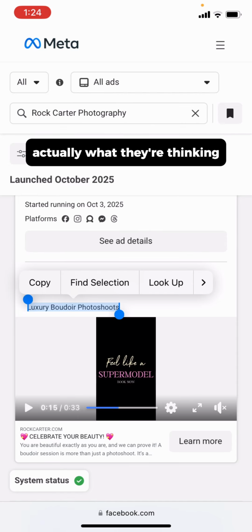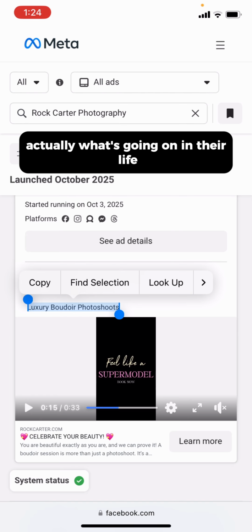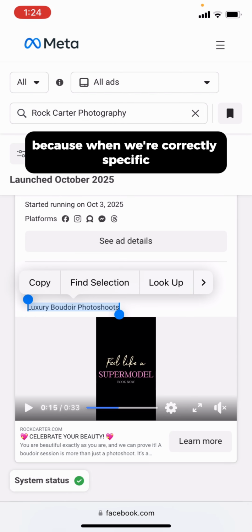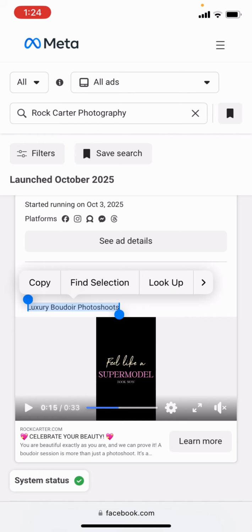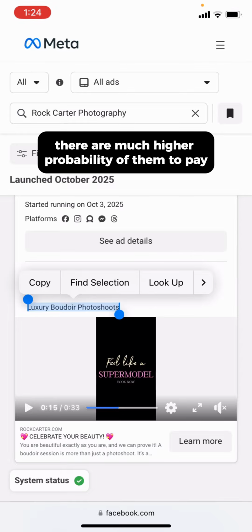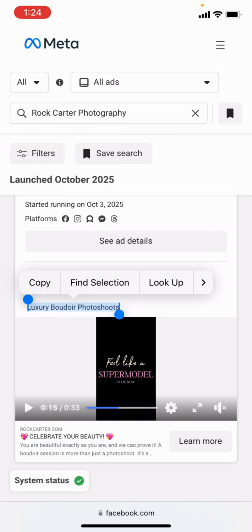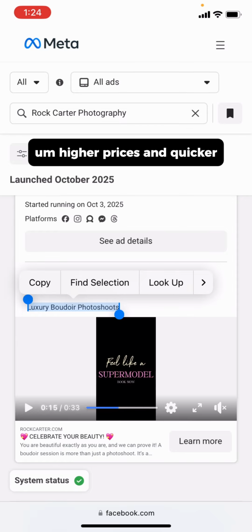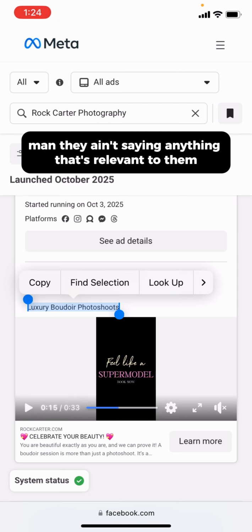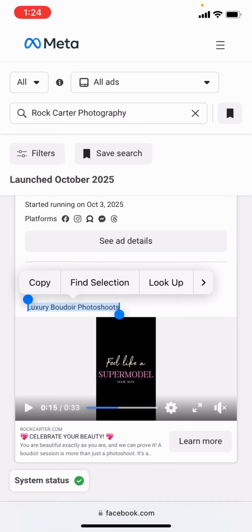Actually what they're thinking, actually what they're saying to themselves, actually what's going on in their life, narrating the movie scene. Because when we're correctly specific, we turn into a market of one. Literally, we're seen as their only option. There's much higher probability of them paying higher prices, and a quicker, shorter sales cycle. They don't even consider any of the competitors because they ain't saying anything that's relevant to them.